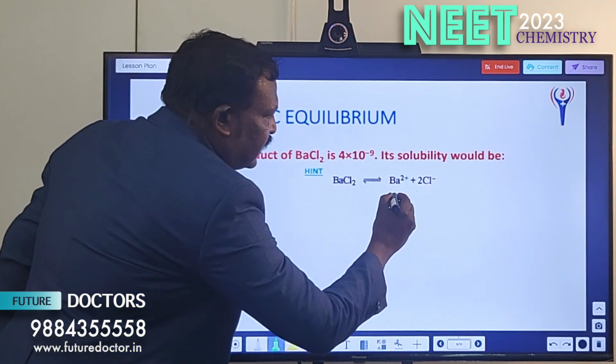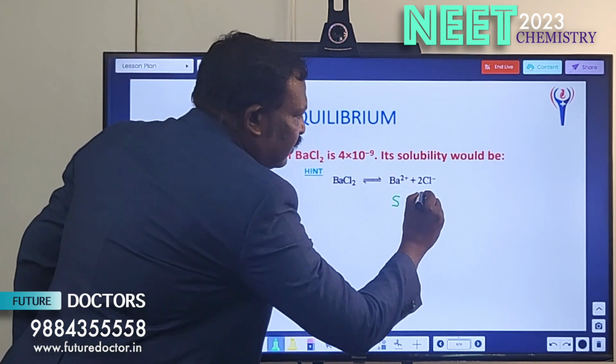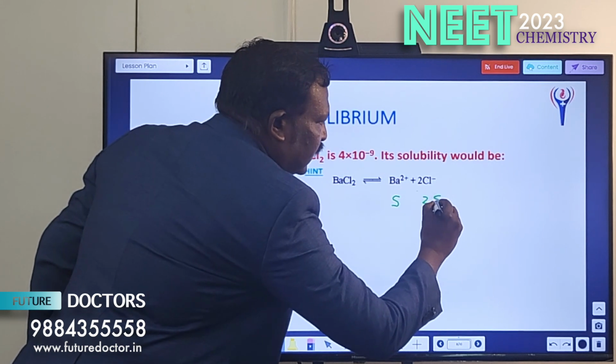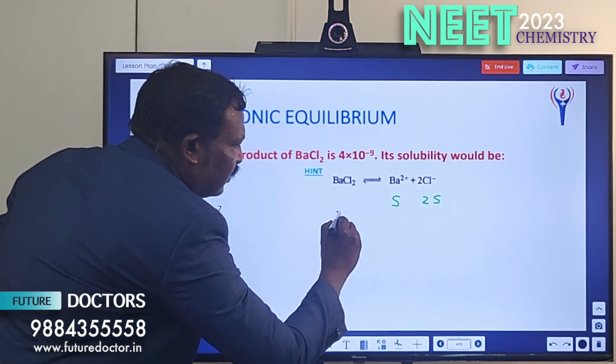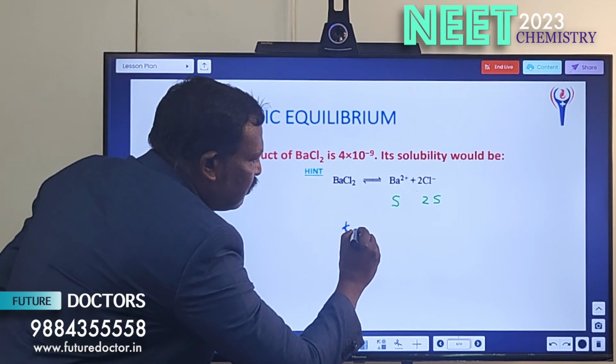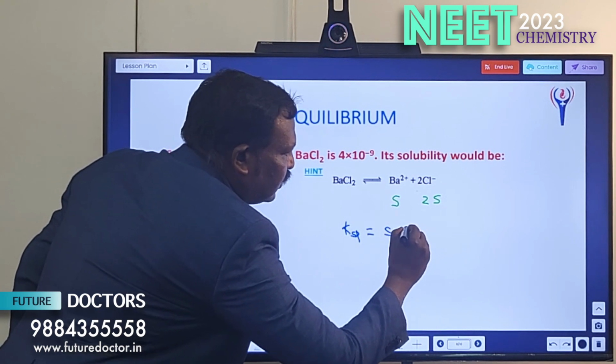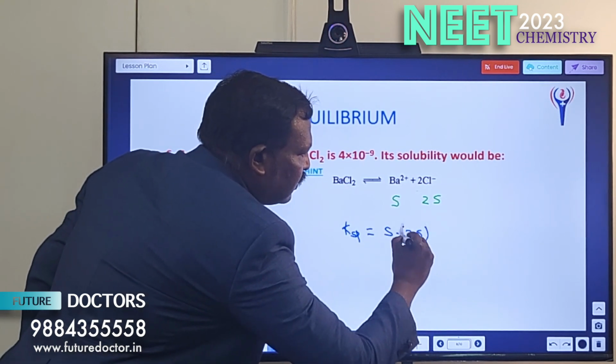How many barium ions do we have? Only one barium ion, so I put S. How many chloride ions? We have 2 chloride ions, so I put 2S. Okay, as usual, I told you Ksp is equal to what? Ksp is equal to, as usual, S into (2S) power 2.